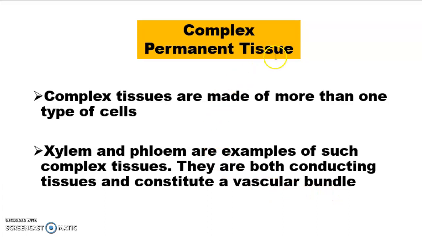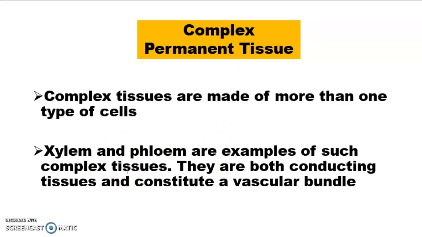First of all we have to understand what complex permanent tissues are. Complex permanent tissues are those tissues that are made up of more than one type of cells. Okay, and all these cells coordinate to perform a common function. For example, xylem and phloem.